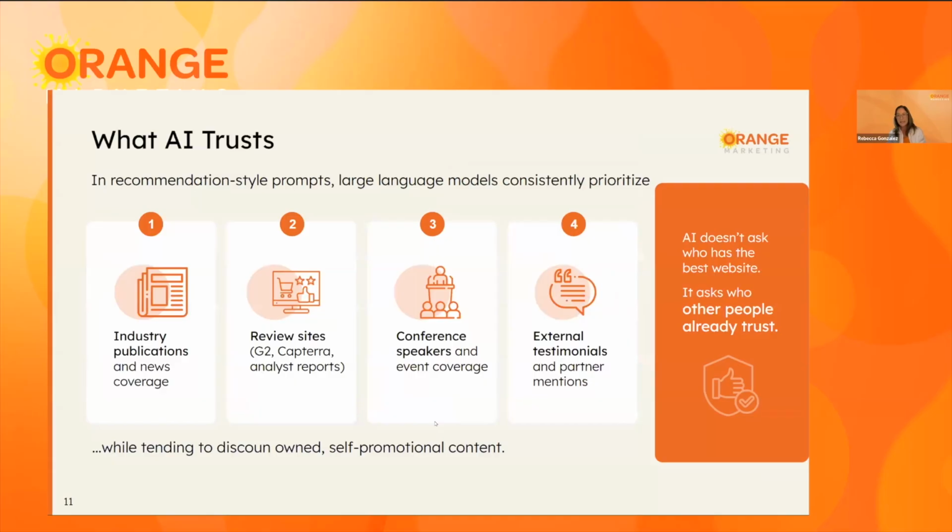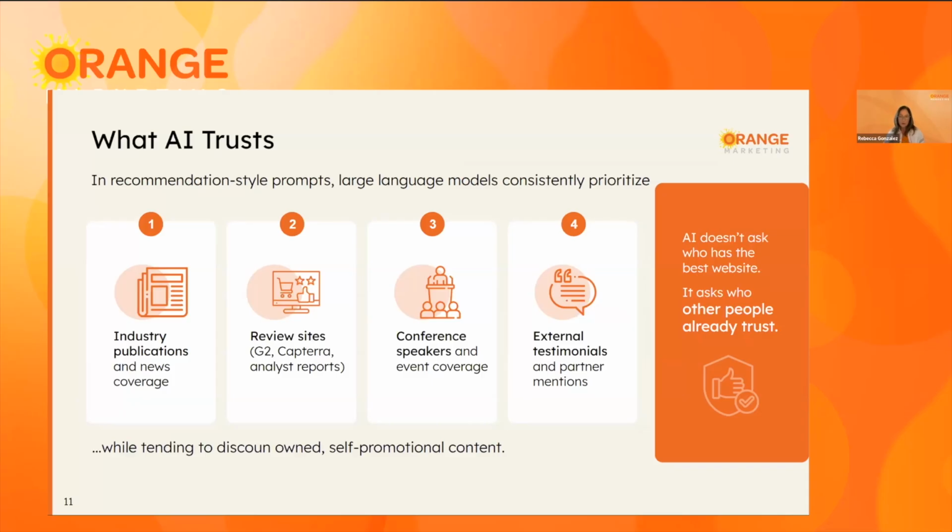So how does AI decide who to recommend? What's been really interesting to us is that the large language models prioritize different things, and they're working on it all the time. Industry publications and news coverage have become very important. Reviews have become extremely important. Being a conference speaker, getting event coverage, being in the news, very important.